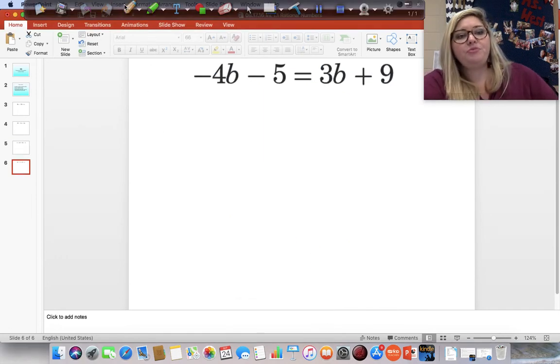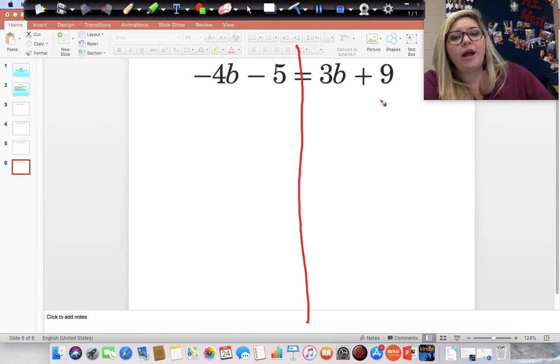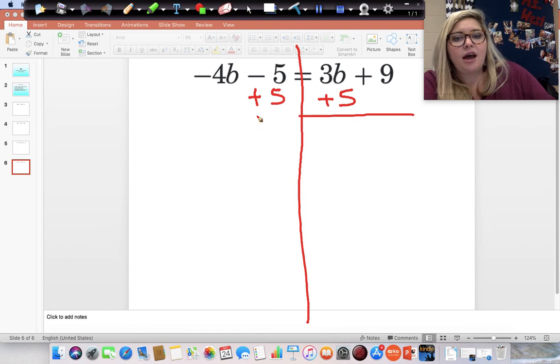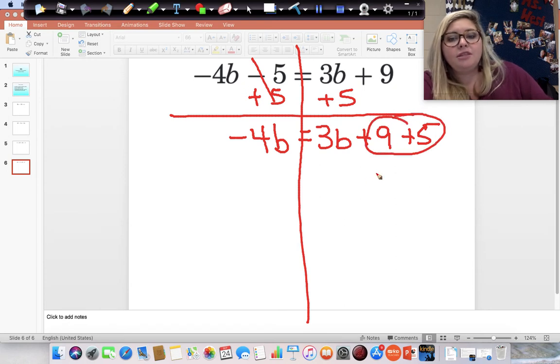Okay. This is very similar to the last problem. We want our numbers on the right and we want our variables on the left. So this is a -5, so we want to do the opposite and add 5 to both sides. This cancels and we are left with -4b equals 3b plus 9 plus 5. Again, over here we can combine these like terms. 9 plus 5 gives me 14, so I'm going to rewrite my equation, 3b plus 14.